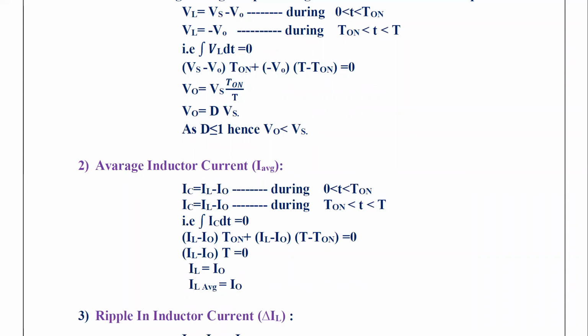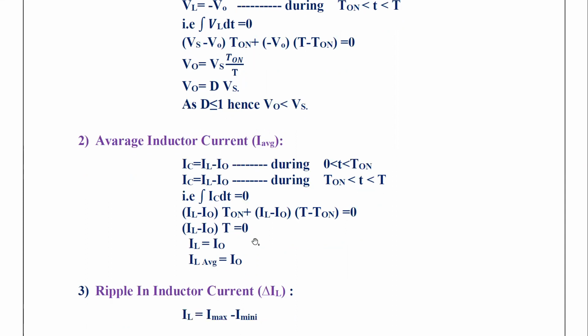So the integration of IC into dt is equal to 0. That means (IL minus I naught) into T on plus (IL minus I naught) into (T minus T on) is equal to 0. Take it as common and you will have IL equal to I naught. That means the average inductor current IL is equal to the load current in the buck converter. So this is another expression for calculating the average inductor current: I average is equal to I naught, the total output current.